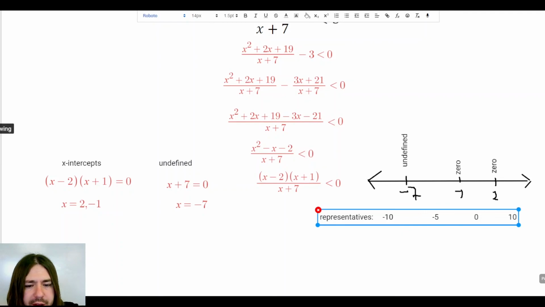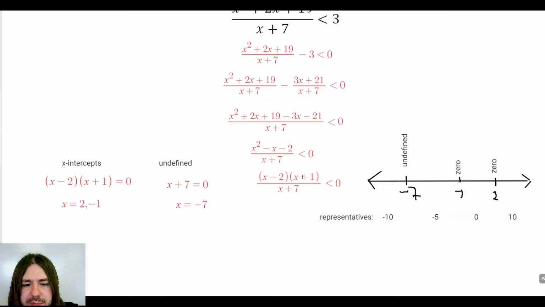So if I plug in negative 10, I'm going to get a negative times a negative divided by a negative. So it's going to be a positive divided by a negative. That means in this interval, the function is negative. If I plug in negative 5, I get a negative times a negative. That's going to be positive divided by a positive. So we do have a positive interval here.